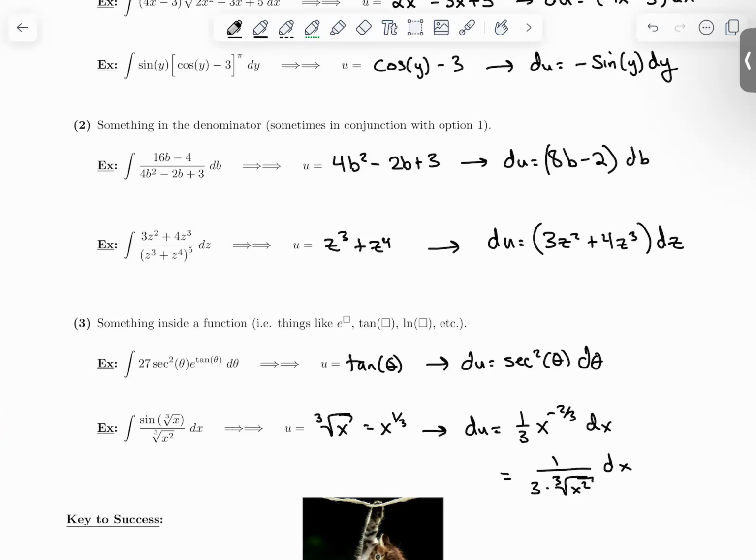Let's try something else. So you could try to do u equal to the third root of x squared in the denominator. And you try and do it. I'm going to show you that process in a second, and you'll see that it doesn't go anywhere. And so you have to go back to the drawing board and start again.